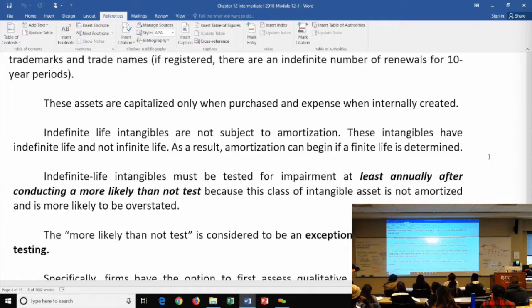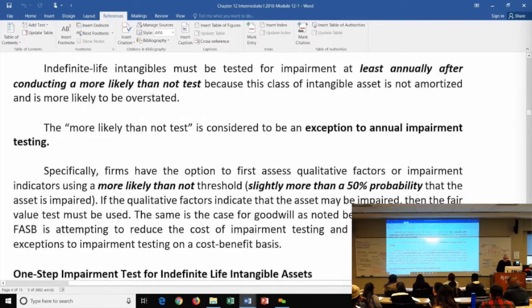One year you can have losses, one year you can have huge profits, back and forth. So this really avoids having too much volatility in those fair values that you're using. So the more likely than not test, even for the broadcast losses, could be anything that you've got, you try to avoid excessive volatility in valuation. So the more likely than not test is conducted with a look at qualitative factors or impairment indicators. And as we said, that is going to be done in order to avoid volatility.